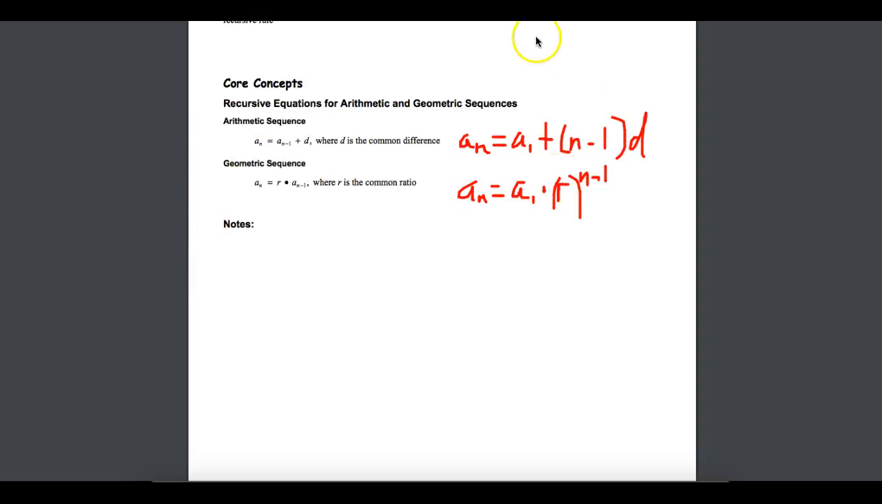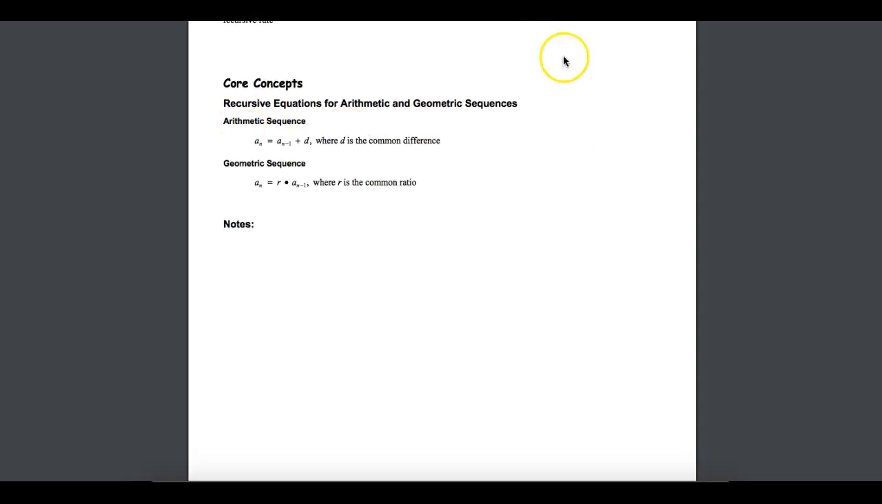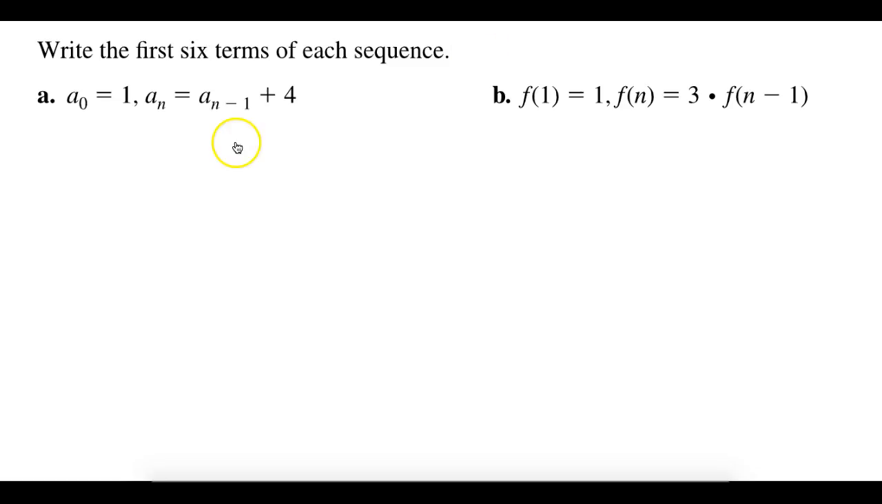So now that we know our rules right here, let's go back and see how we can answer these. Let's go ahead and write the first 6 terms of each sequence. So here's our recursive rule right here. We see that each term is just equal to the one before it plus 4. With recursive rules, you're always going to be given the first term, because in order to find out the next terms, you need to know what the first one is. So let's go ahead and plug it in here.